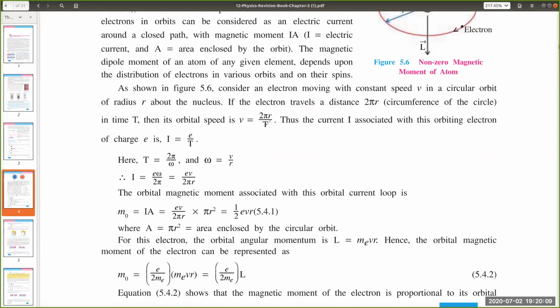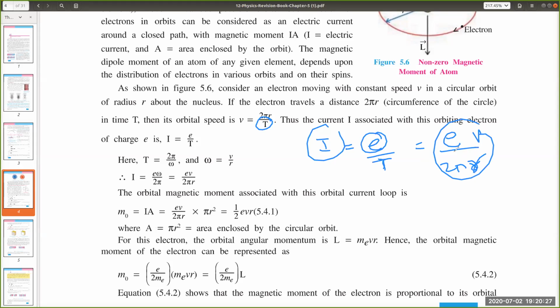If this is the time period, then what is I? Current is charge per unit time, right? And what is the time? Time was 2 pi r by v. So the current is ev by 2 pi r. Yes or no? So I is ev by 2 pi r, where e is the electron charge, v is the velocity of the electron, and r is the radius of rotation.